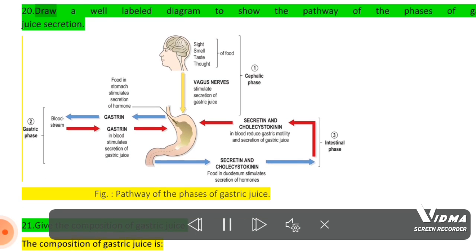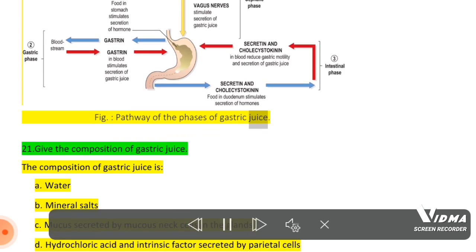20. Draw a well-labeled diagram to show the pathway of the phases of gastric juice secretion. Fig. Pathway of the phases of gastric juice.